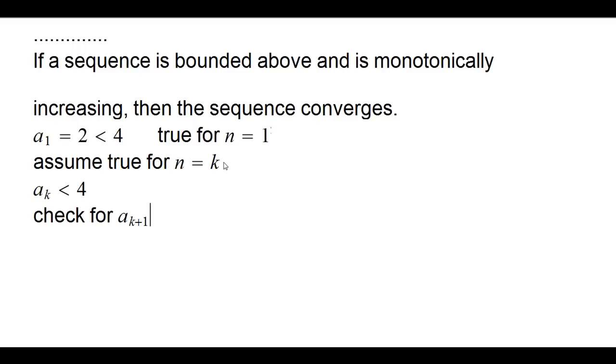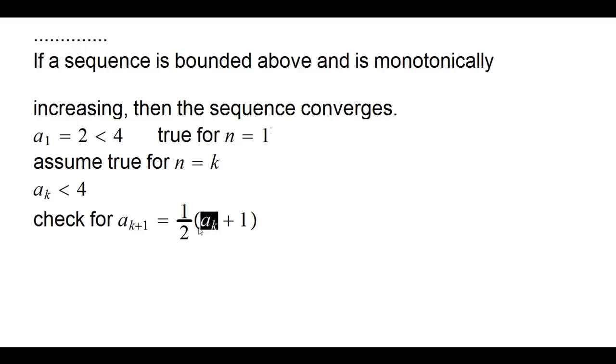Okay, so we assumed it true for n equals k, and we are checking it for n equals k plus 1. And what does the principle of mathematical induction tell you? That tells you that if it's true for k plus 1, then it is going to be true for all the values of n, where n is ranging over the set of natural numbers. Okay, so let's try to look at it for n equals k plus 1.